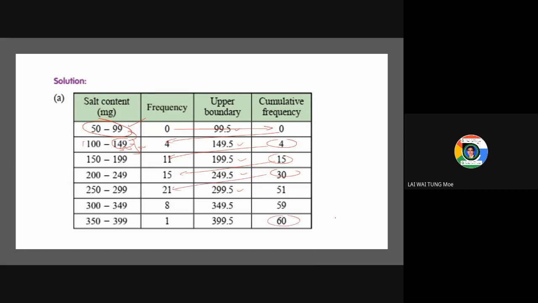So the last cumulative frequency should be the total data that you have. This one is referring to the total data that you have. Because this 60 comes from you add 0 until 1. So actually you get the same answer here. If you add all this together, you get 60. So this is actually your total data. After you finish this table, you get everything already.